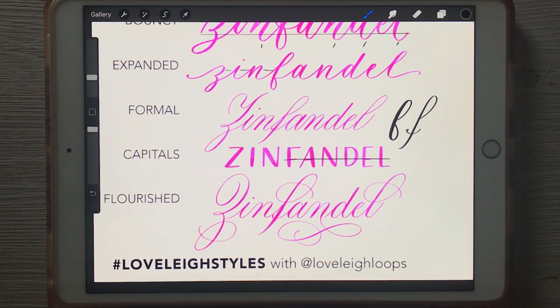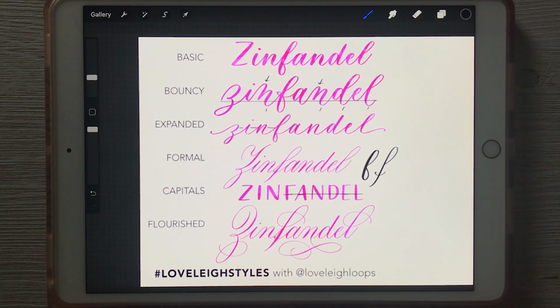So now you know some of the differences between these styles, and hopefully you can take these tips and apply them to your own lettering so that you can try them out yourself.